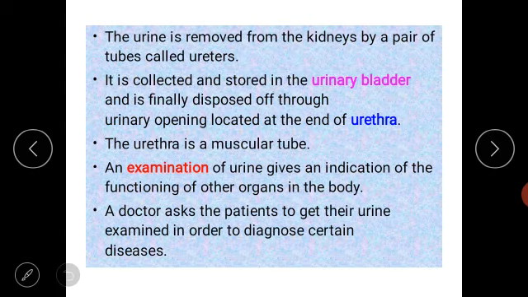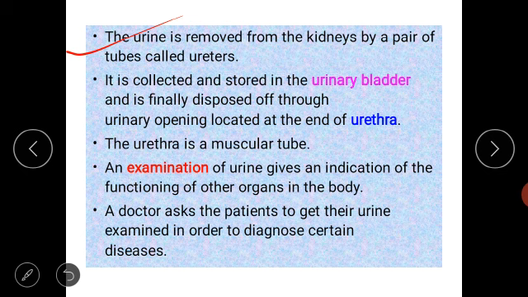The urine is removed from the kidney by a pair of tubules called ureters, as I told you. It collects and is stored in the urinary bladder and is finally passed out through the urinary opening located at the end of the urethra. So it is removed from the urinary bladder through the urethra. The urethra is a muscular tube which controls urination.